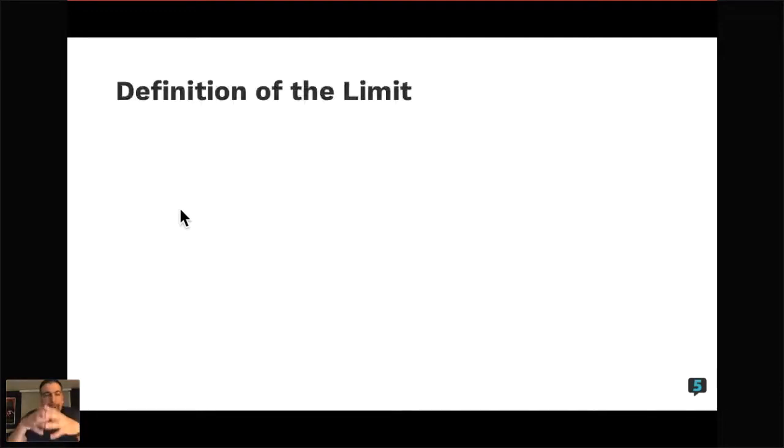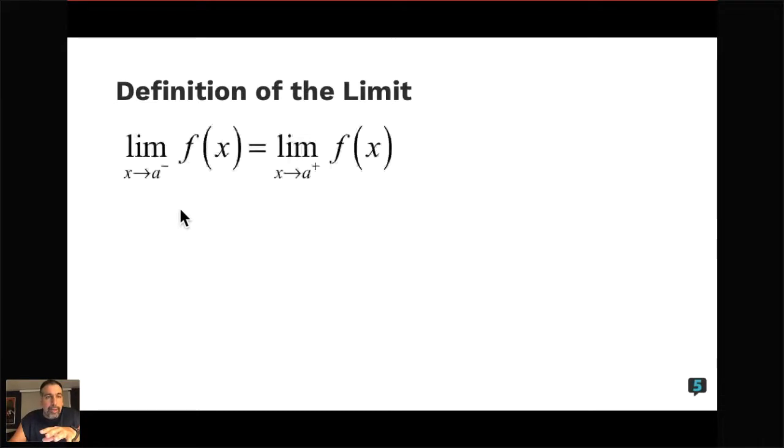So earlier I said we're going to talk about the definition of the limit. I wanted to share a couple of examples to lay some groundwork of where we're at. And now here's where we're looking. Okay. This is our definition of a limit.